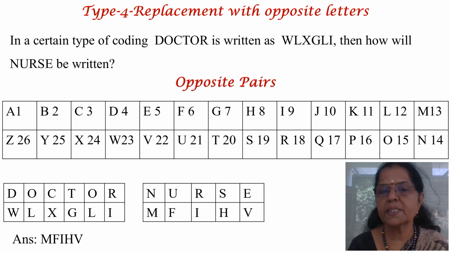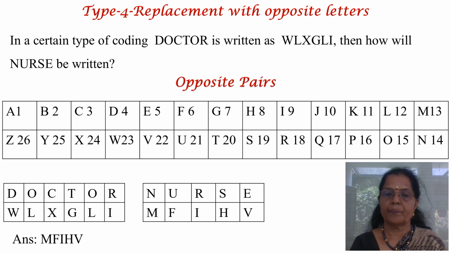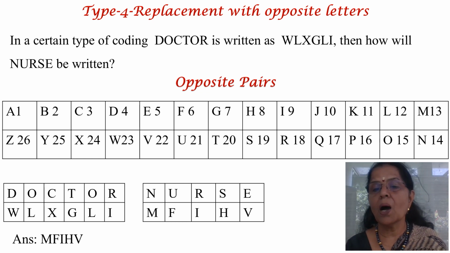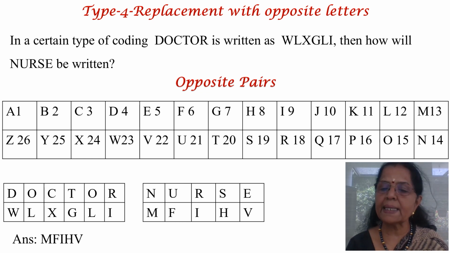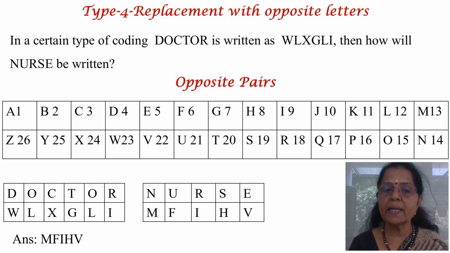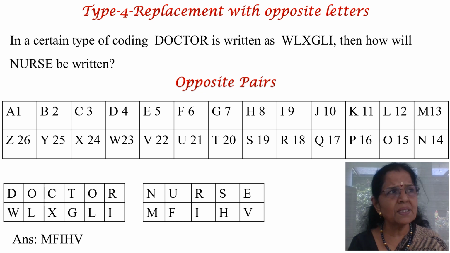See, in the next, type 4, the fourth type of coding problem. Look at the illustration. In a certain type of coding, the word doctor is written as WLXGLI. Then how will the word nurse be written? Don't forget to add the word, then only it will make some sense to you. If you are reading like this, doctor is written as WXLX, then how will nurse be written, it will not make any sense to you and you will get a mental block. So always use the word.